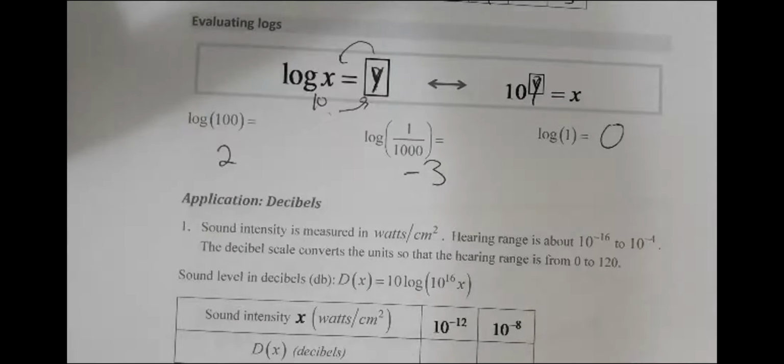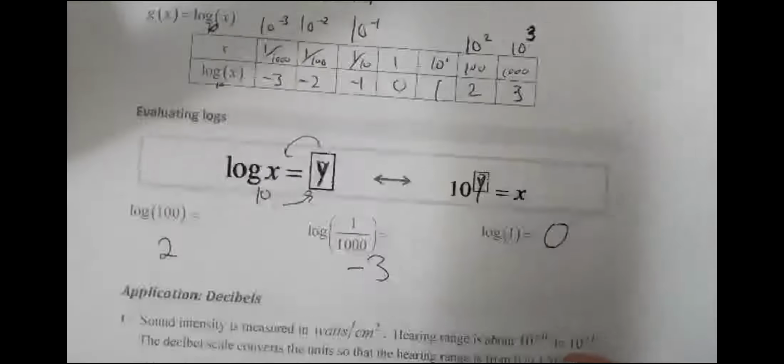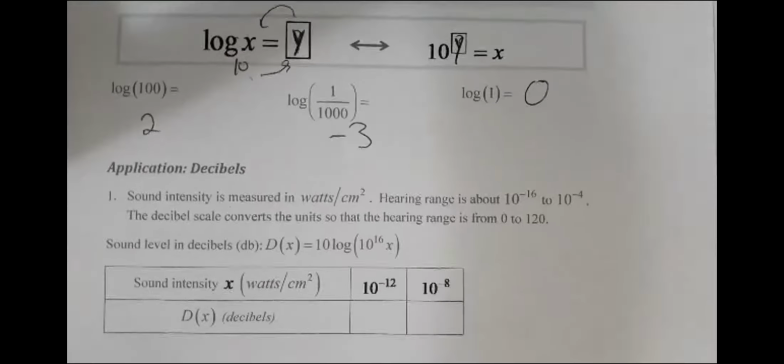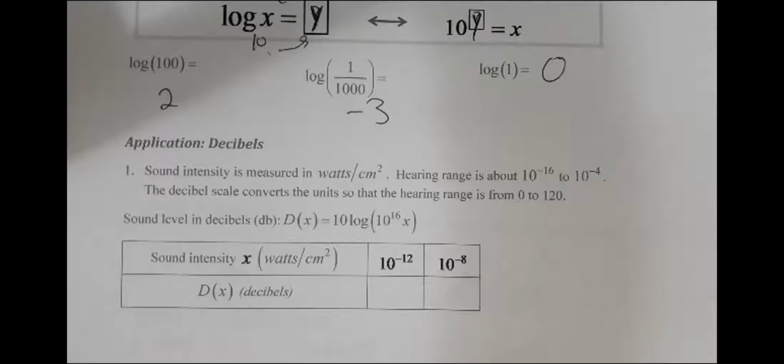Okay. The next thing they're going to throw at us is an application for decibels. So decibels and sound intensity are an exponential logarithmic sort of relation between the two. I believe if we increase decibels, it increases the sound intensity by factors of 10. Sound intensity is measured in watts per centimeter squared. Hearing range is about 10 to the minus 16 to 10 to the minus 4th. The decibel scale converts the units so that hearing range is between 0 and 120.